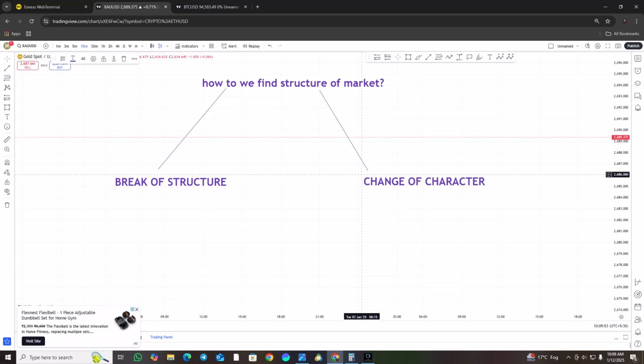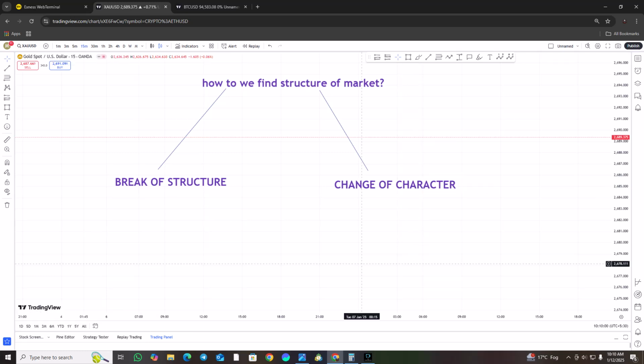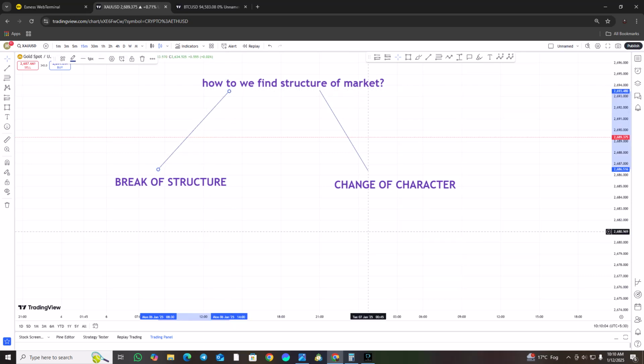Another thing called change of character. So what is break of structure and what is change of character? Do you think this is very important in the market? Yes, it is the core object of the market. All the 8 topics which I'm going to teach you one by one in the upcoming sessions are very important. It's a very core topic of the smart money concept.